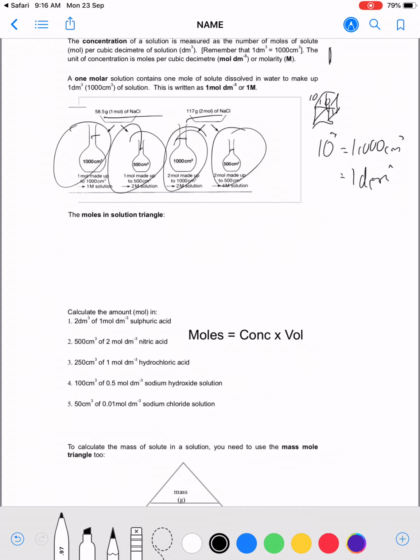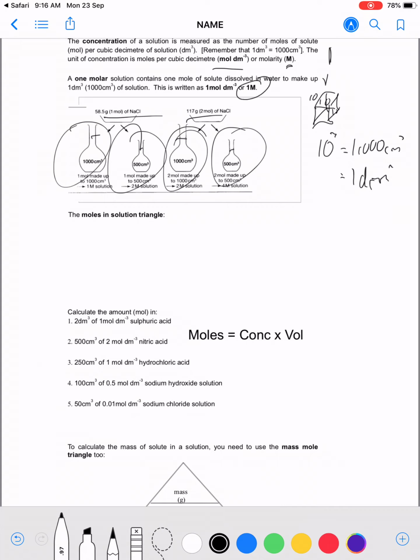Okay. The unit of concentration is moles per decimeter cubed. You can put it as mol dm to the minus 3, or just big capital M for molarity, not to be confused with Mr, which is the molecular mass. Yes, chemistry puts all the same letters meaning completely different things. Thank you, chemistry. So a 1 mole solution contains 1 mole of solute dissolved in water to make up 1 decimeter cubed of solution, and we call that 1 mole per decimeter cubed, or you'll probably find bottles just labelled as 1M.